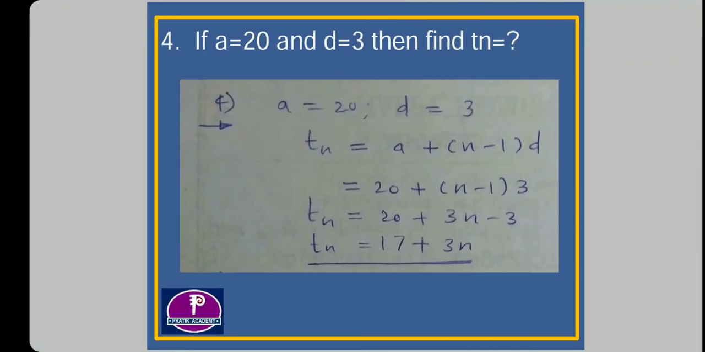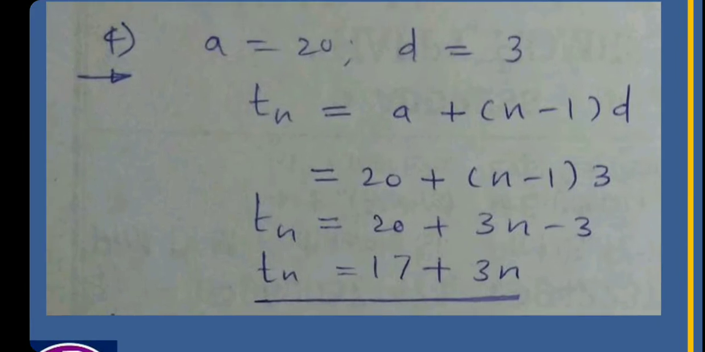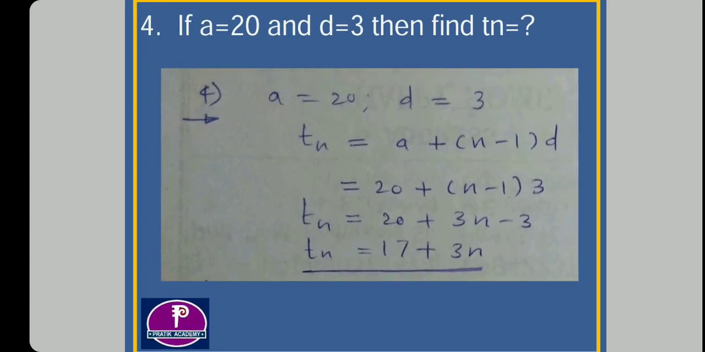Okay. If a is equal to 20, d is equal to 3, find Tn. So a is given 20, d is given 3. The formula for Tn is a plus n minus 1 into d. So after simplification, we get 20 plus 3n minus 3, and on further simplification, we get Tn is equal to 17 plus 3n. Okay, this is the maximum possible simplification here.